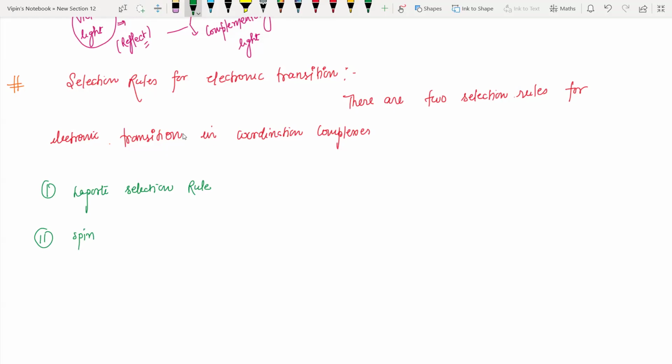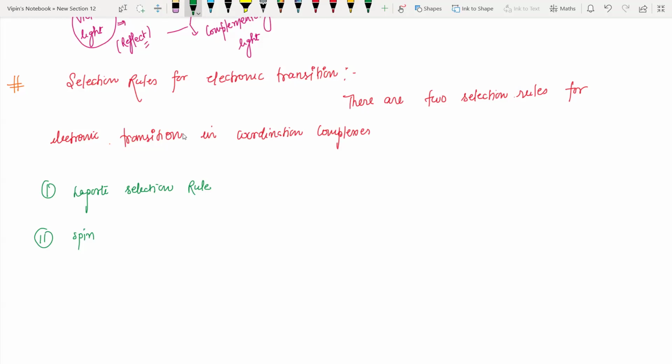If there is more probability of excitation of electron from low energy level to high energy level, it means there is more probability of absorption of visible light by that particular complex, right? Absorption of light leads to electronic transition. If there is possibility of electronic transition, there will be absorption of light. If any complex follows the selection rules, then there is possibility of electronic transition, and only in such condition there will be absorption of light.